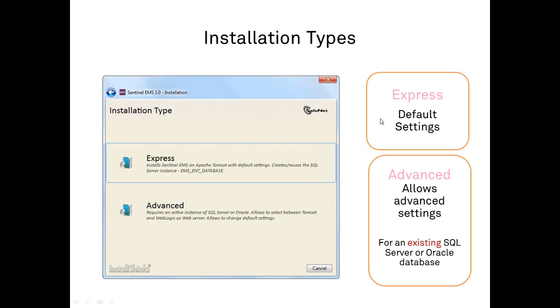What is advanced installation? First of all, let's recall that we have two installation types, and as you can see here, during the installation, this window appears where you can select whether you want an express installation or an advanced installation. Express means that the installation will take the defaults and you are not able to make changes. Advanced means that you are able to set many things according to your needs.